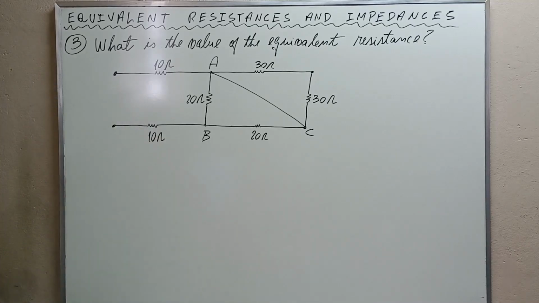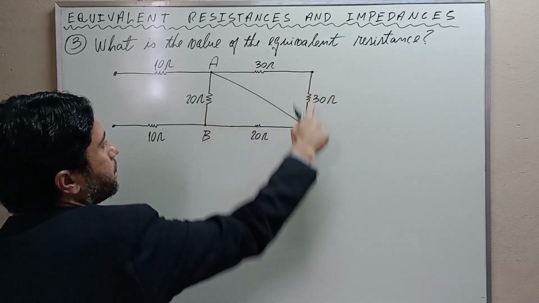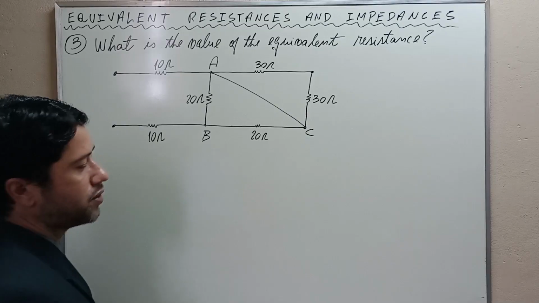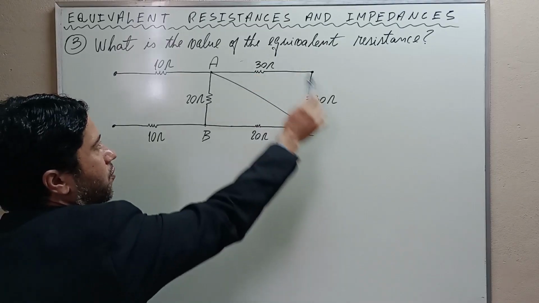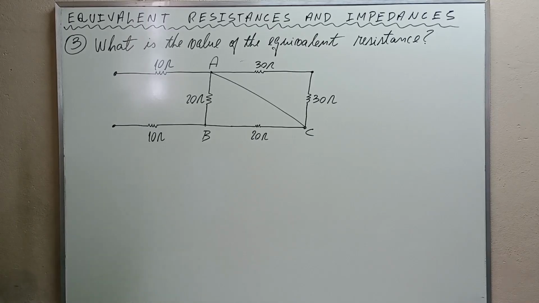Observe that there is a wire connecting points A and C. Thus, all the current flowing from A to C will pass through the short circuit, avoiding the 20 ohms resistors. The current will not flow here. It will pass entirely through the short circuit, avoiding these 2 resistances, okay?